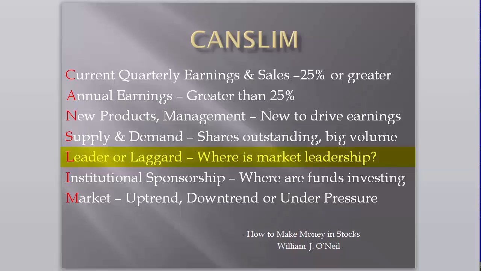The L in CANSLIM stands for leader or laggard. It's important that we identify where the leadership in the market is. We'll come back to that in a little bit. The I in CANSLIM stands for institutional sponsorship and reminds us that we want to find stocks that the institutional or professional fund managers are accumulating. And finally, the M in the CANSLIM acronym stands for market and reminds us that according to research, 75% of all stocks will follow the market. It's critical for our success that before we begin trading, we understand the current trend in the market.